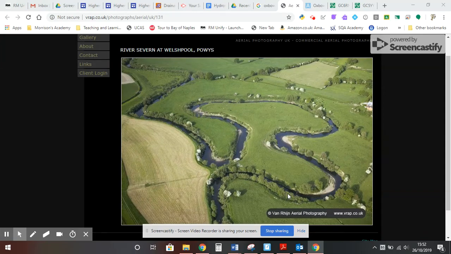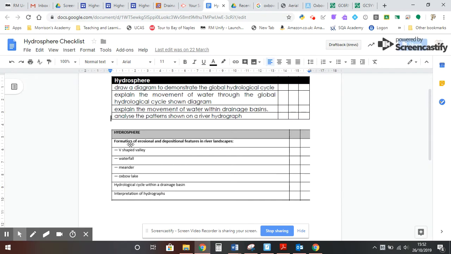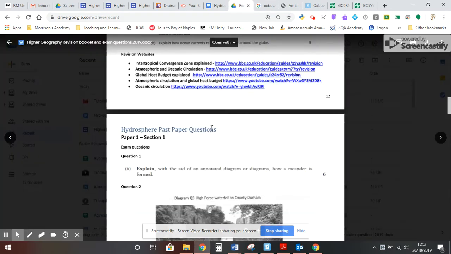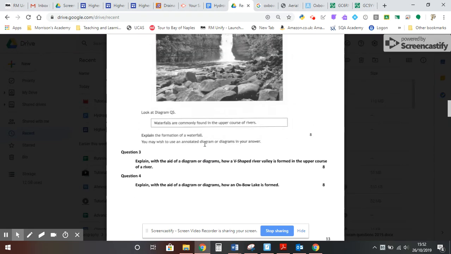Okay, in this tutorial, I'm going to explain to you the formation of an oxbow lake. And if we just have a quick little look at the revision checklist, you'll see it comes under the formation of erosional depositional features in river landscapes, oxbow lake. Now, very similar to the waterfall, you need to be able to potentially draw a diagram to help show this.